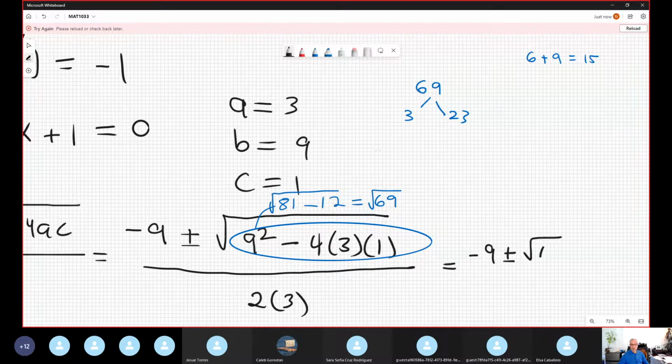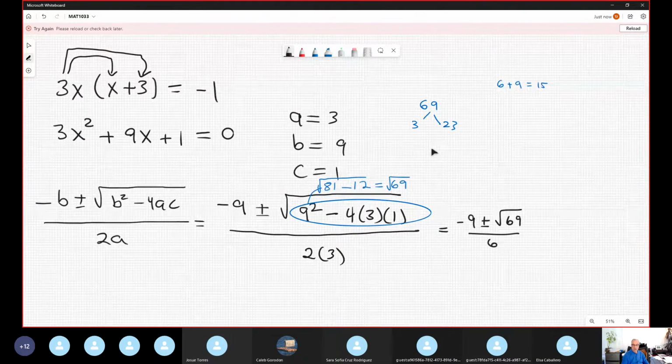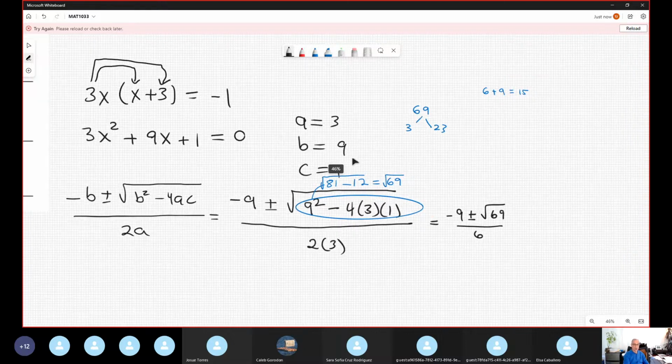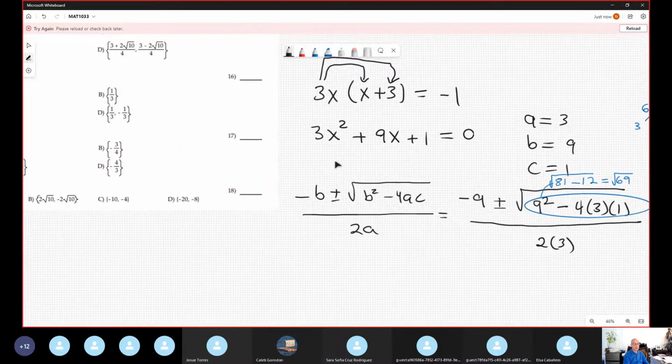I got 69 over 6. I'll leave it like that because we have no more simplification. Remember, we cannot simplify 9 and 6 because we have plus. If you have another factor here, maybe you can factor out a greatest common factor and simplify after, but no. In this case, no. I'll leave it like that.